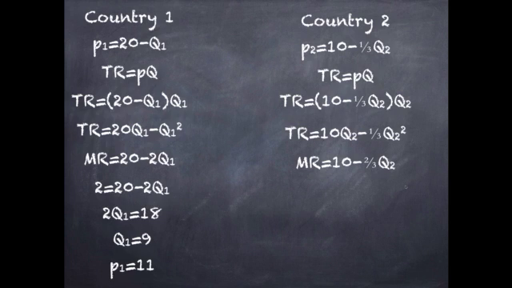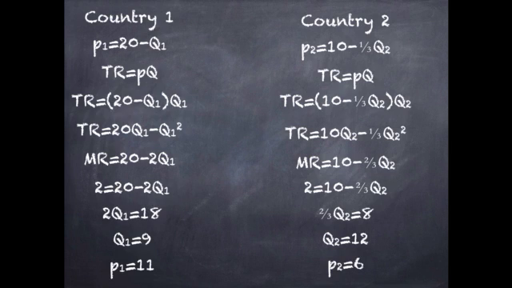Again, I know that marginal cost is equal to 2, and I'm maximizing profits, and the profit maximizing condition is where marginal cost is equal to marginal revenue. So I get 2 equals 10 minus 2/3 Q2 as the profit maximizing condition. Solving for Q2, I get Q2 is equal to 12. I plug that 12 back into the inverse demand function for country 2, and I get a price of 6.